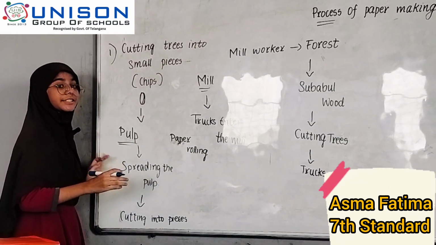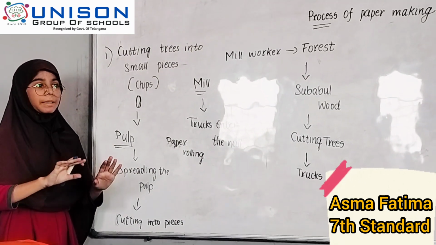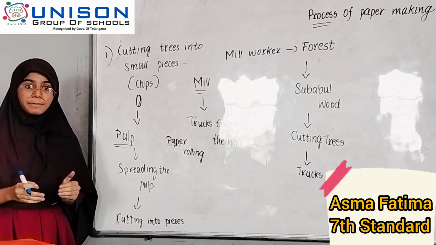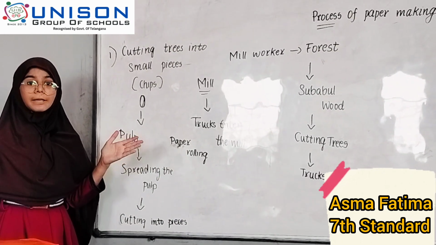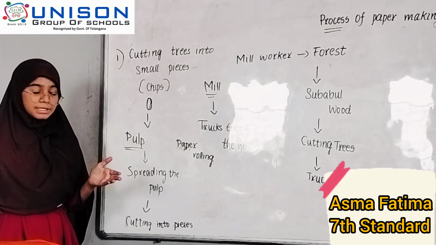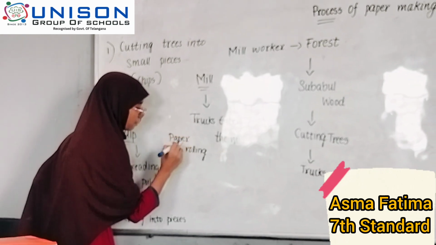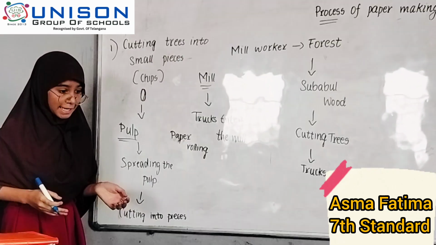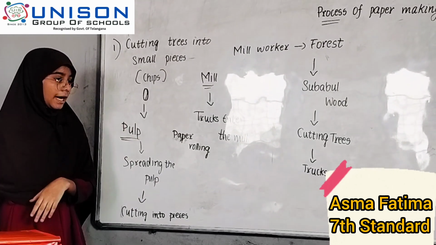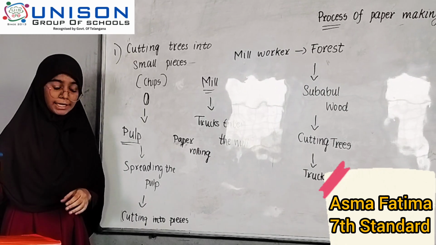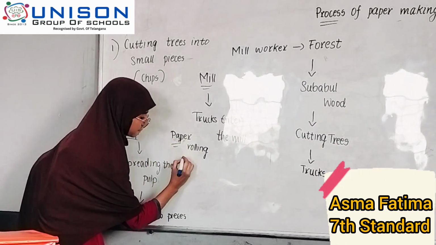Now the process starts for paper rolling. They roll the paper and cut it into different sizes, because we don't know what size of paper someone needs. So they do paper rolling. They cut it in sizes. They load it in another vehicle and take it to the paper factory. After that, the paper is ready.